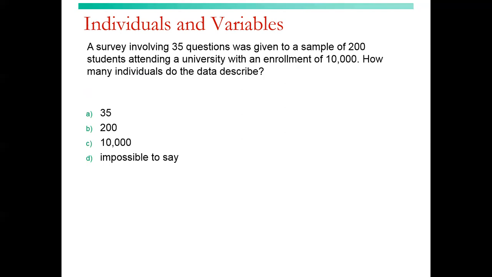A survey involving 35 questions was given to a sample of 200 students attending a university with an enrollment of 10,000. How many individuals do the data describe? The data describes the 200 students sampled.